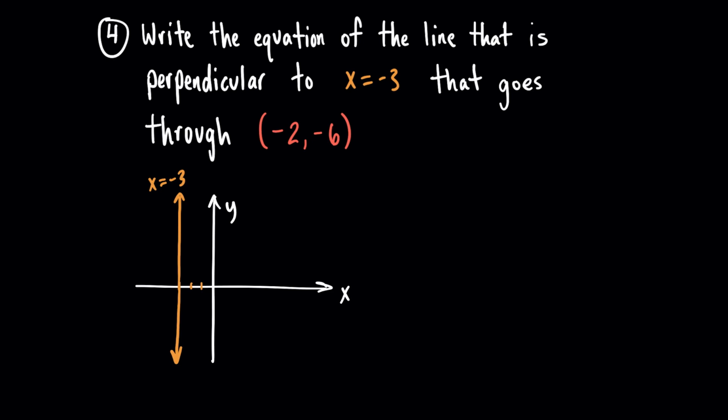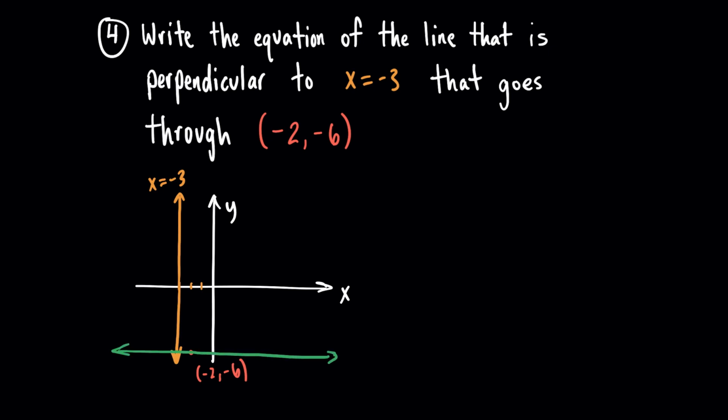And we want our line to be perpendicular to that one, but we also want it to go through the point -2, -6. So -2, -6 is going to be right about there. So that's -2, -6. And we want our line to be perpendicular to this orange line. Well, the only way to get perpendicular to the orange line, since it's vertical, is to go horizontal.